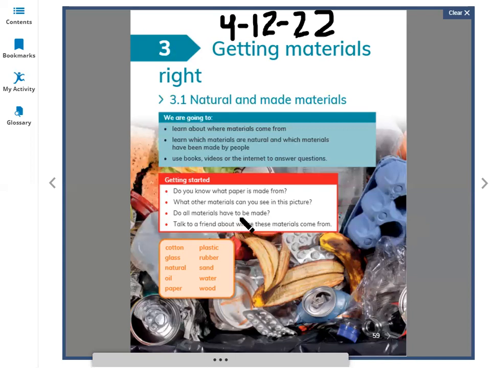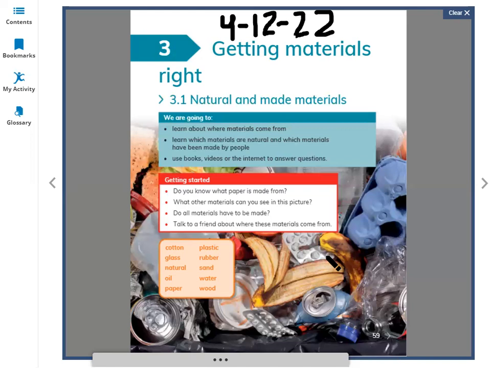Do all materials have to be made? No, all materials are not made. Like the cover of a banana. Look, you can see here the cover of banana, it is natural. Talk to your friend about where these materials come from. Some of these materials are natural and some of the materials are man-made.